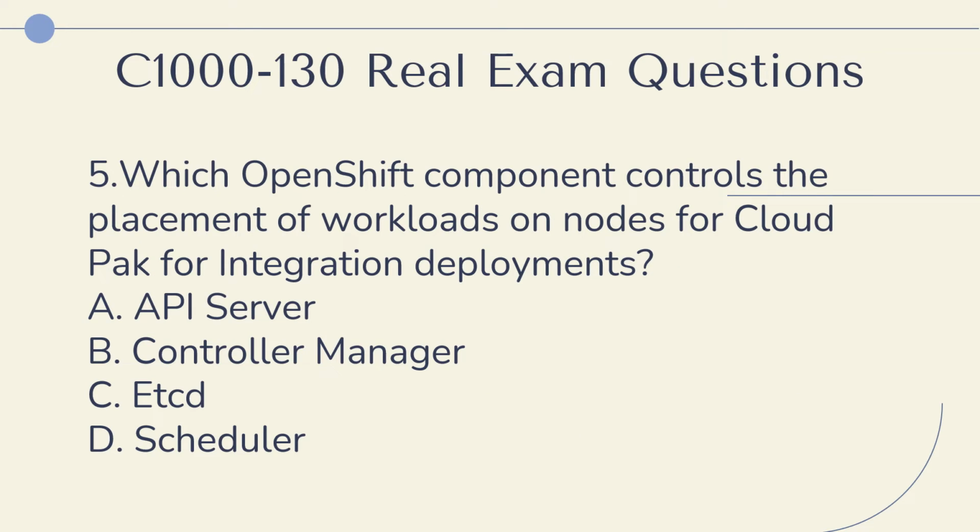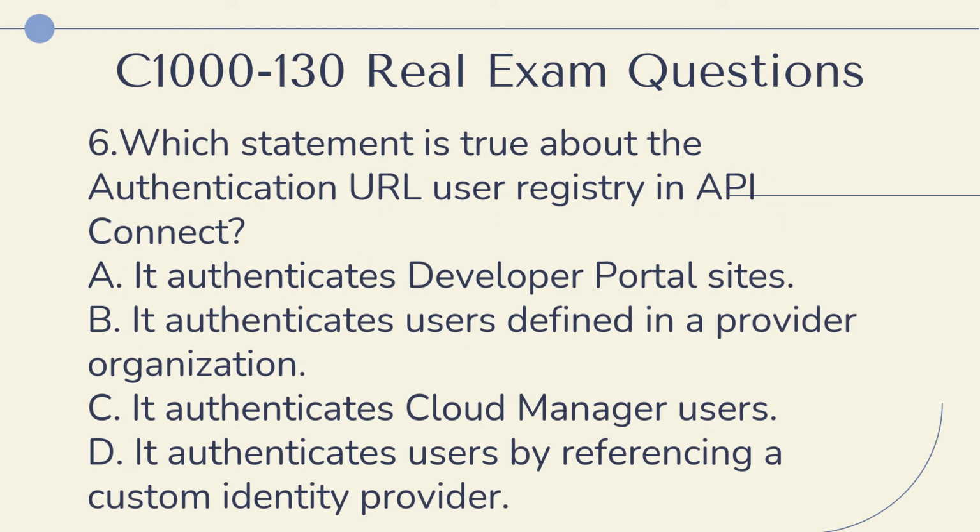5. Which OpenShift component controls the placement of workloads on nodes for Cloud Pak for Integration deployments? A. API server. B. Controller manager. C. etcd. D. Scheduler.